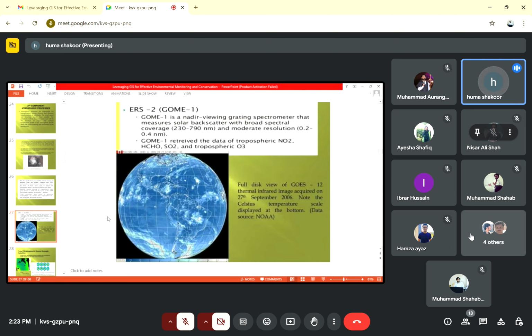This is one of the images which show you the different thermal infrared images acquired on 27th September 2007, in the Celsius temperature scale. It shows you the temperatures of the Earth.